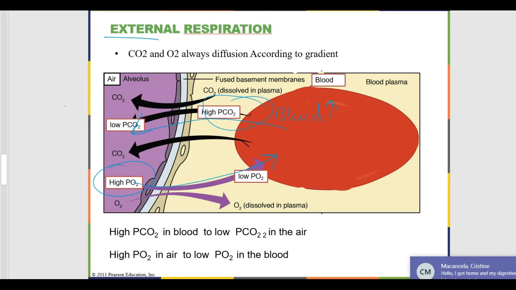What am I trying to say? The partial pressure of CO2 is going to be higher in the tissues. Sorry, I just got a message on Teams and it's totally messing with my brain. CO2 is going to be higher in your bloodstream so that it flows into the air.